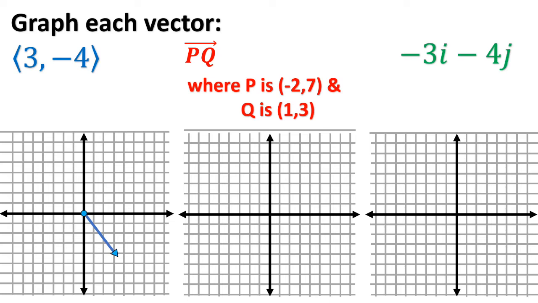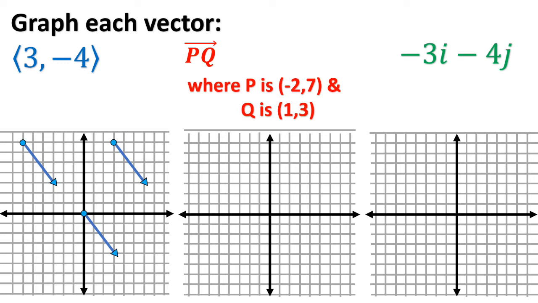The graph of a vector is not unique. I could begin the vector at any point I want. Let's say I begin the vector here. From this point, move right 3, down 4, draw an arrow, and connect. Here is another graph of vector ⟨3, -4⟩. This is yet another example of the graph of vector ⟨3, -4⟩. As long as the magnitude and the direction of the vector is the same, they are the same vector.